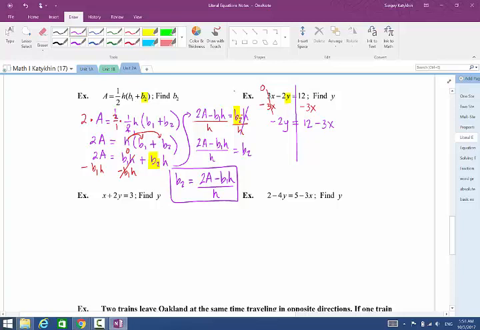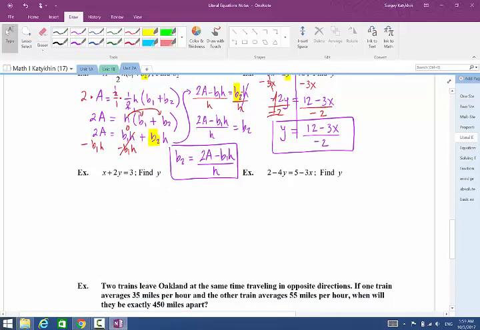Now what's keeping that y from being all by itself? Well, you're multiplying by negative 2. Inverse operation of that will be to divide by negative 2. And remember, I'm dividing by negative 2 on both sides. Negative 2 divided by negative 2 is positive 1. You get y is equal to 12 minus 3x divided by negative 2. And that will be my answer there.